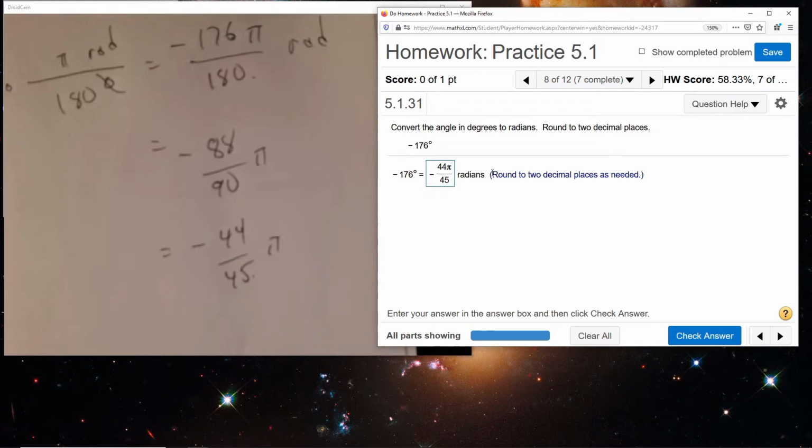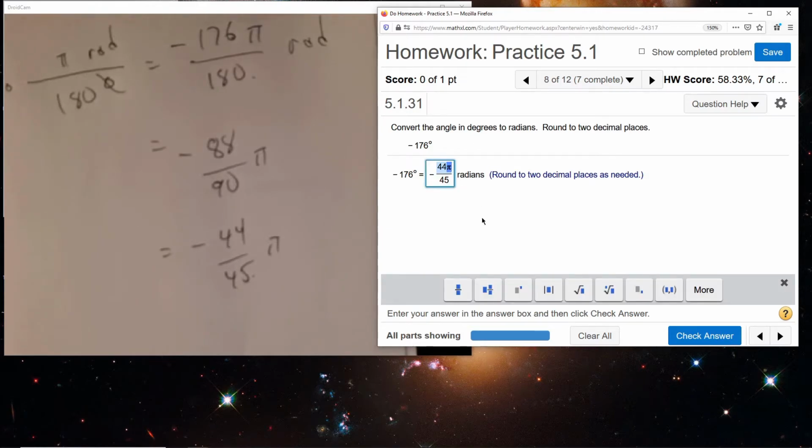MyMathLab, changing things up a little bit on us here. It's always important to read how MyMathLab wants the answer, because notice I assumed MyMathLab wanted the answer in terms of pi, because that's the way the last problem did it, and I just assumed the next problem would do it, but that's not the case. Now they're saying round to 2 decimal places.